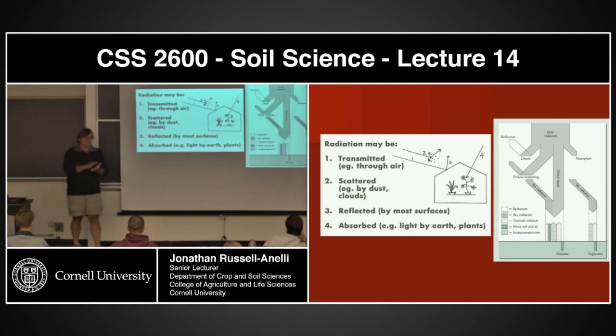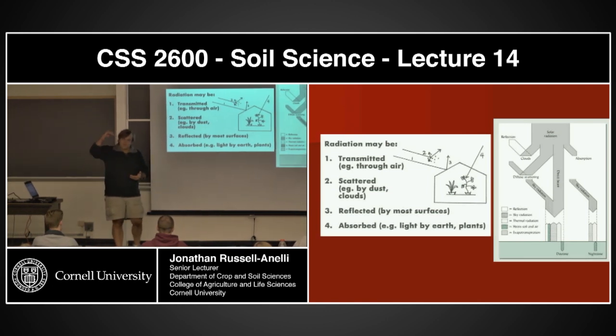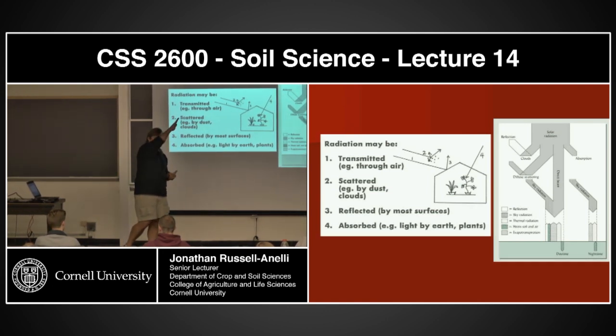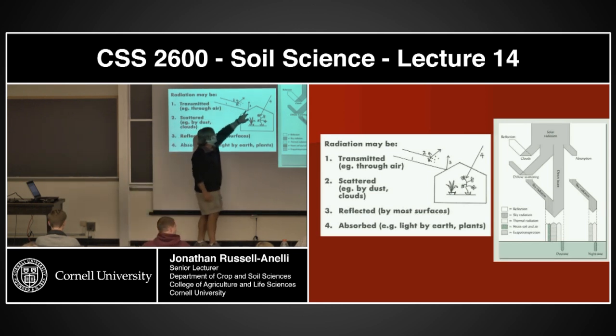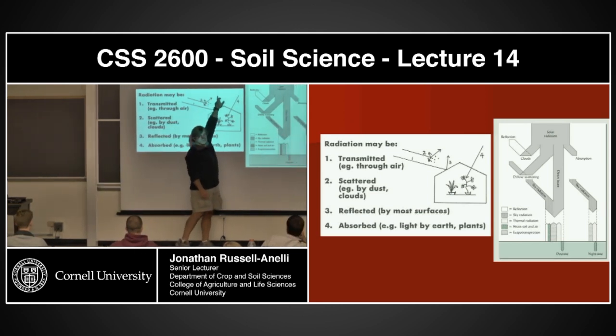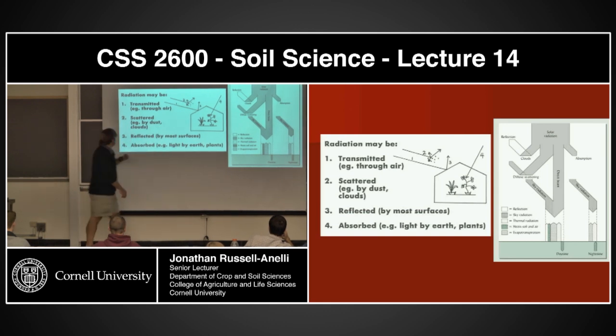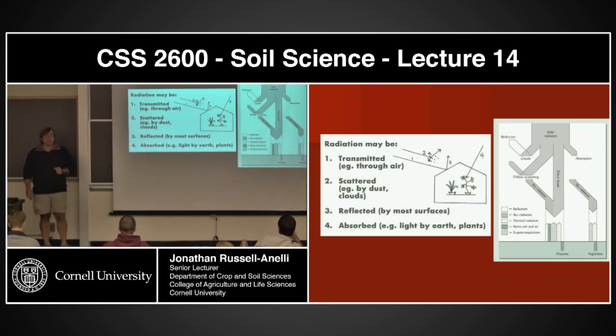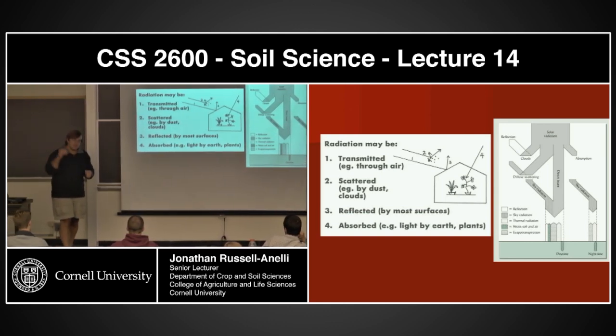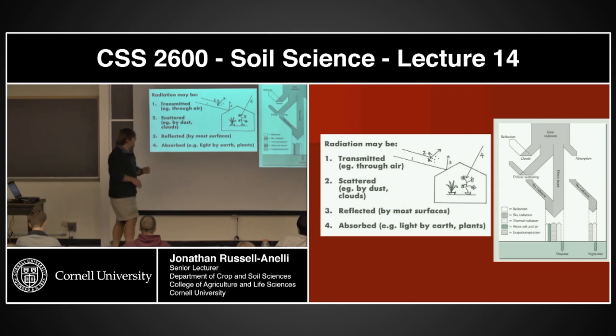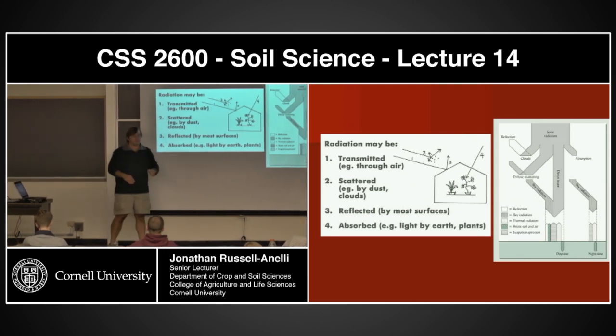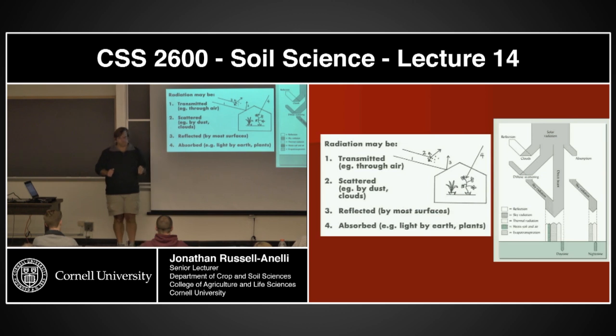The next one is it can be reflected. If it hits a surface, this is sort of the mirror effect, albedo, the wavelength hits and basically bounces off. Even if it has made it all the way down to the surface, it can hit and be reflected back out. The fourth is it can be absorbed. That energy actually makes it all the way down to an object, and that energy is then absorbed by that object.